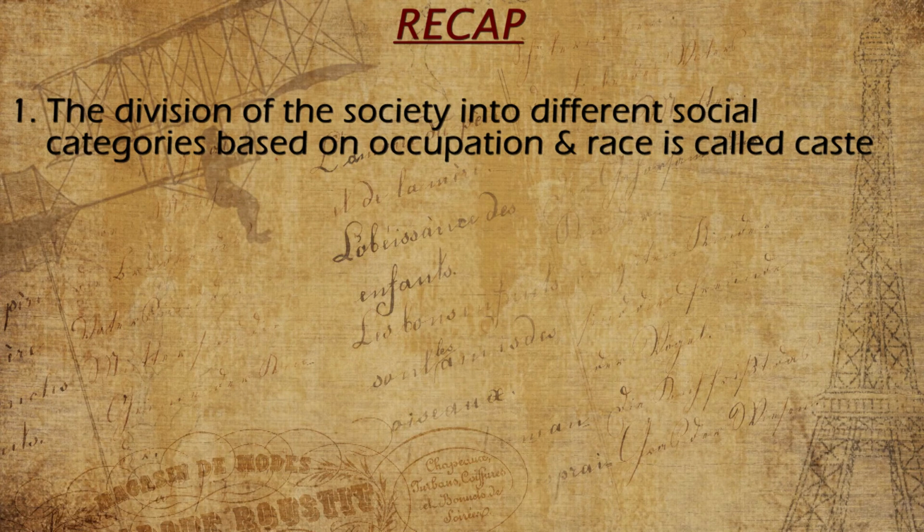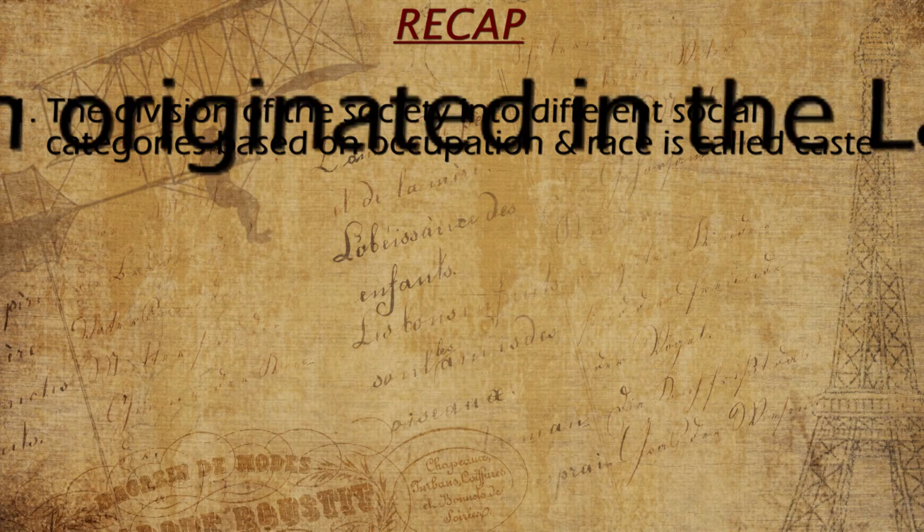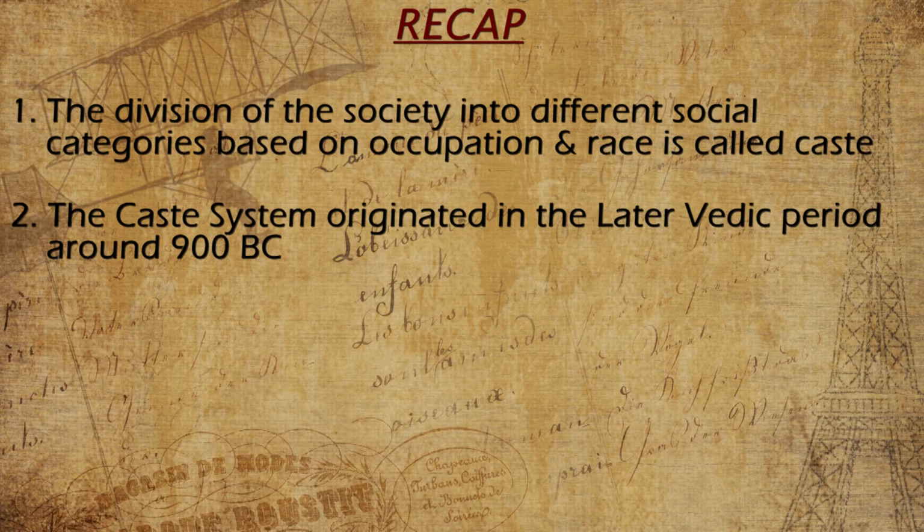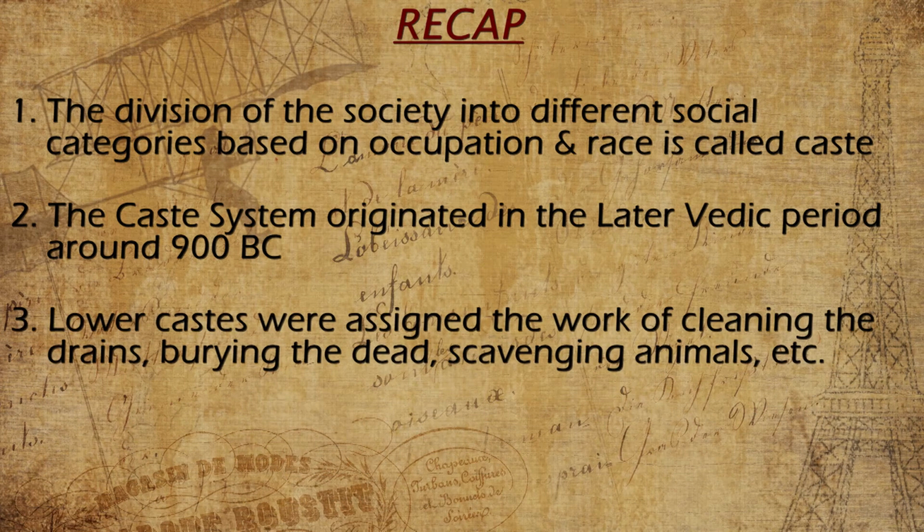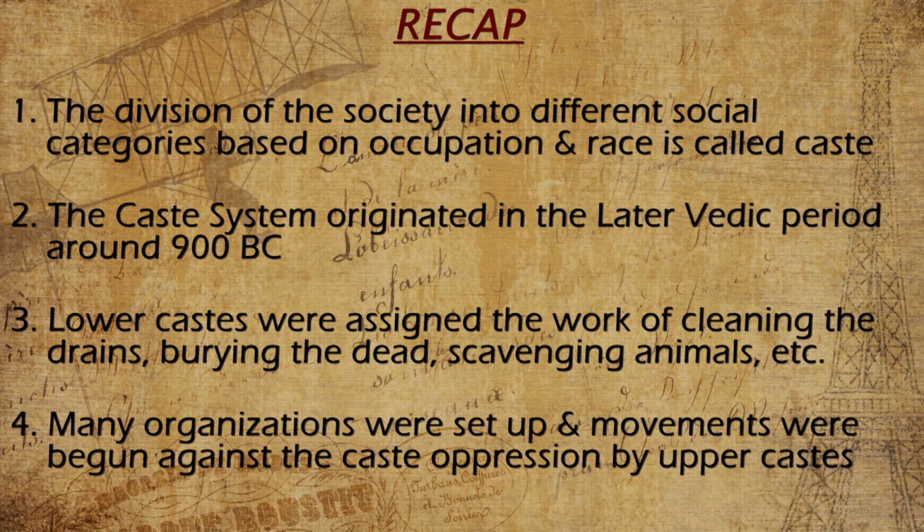Let us revise what we have learnt in today's lesson. The division of society into different social categories based on occupation and race is called caste. The caste system originated in the later Vedic period around 900 BC. The lower castes and untouchables were assigned the work of cleaning the drains, burying the dead, scavenging animals, etc. Many organizations were set up and movements were begun against the caste oppression by upper castes.